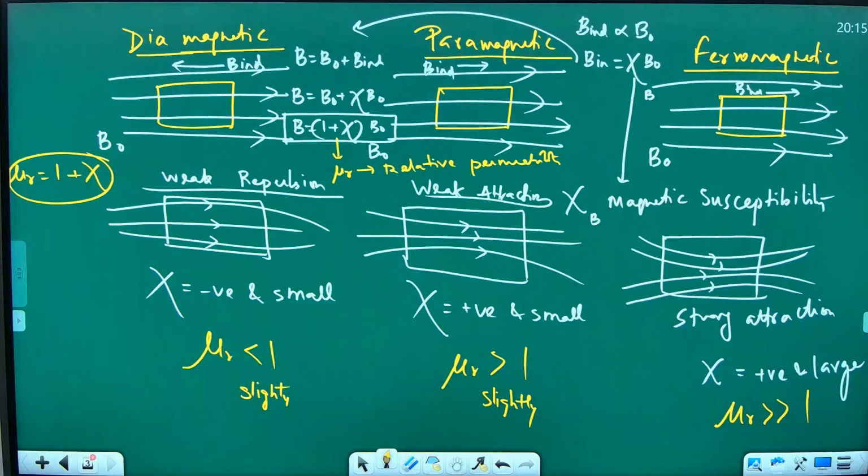Once again, this Sunday you have a test, those who have seen the timetable. And the portion is 1, 2, 3, 4, not this chapter.